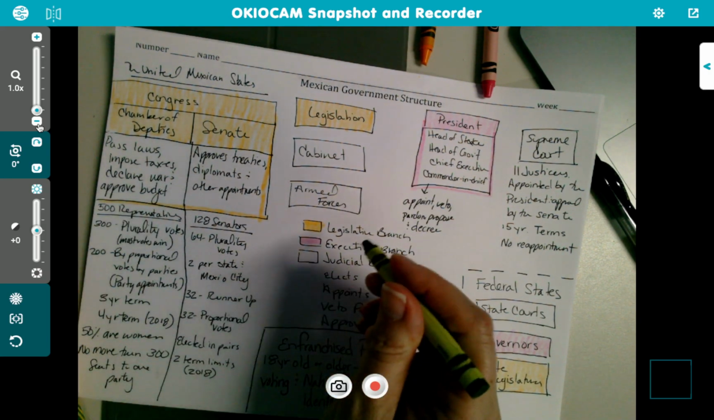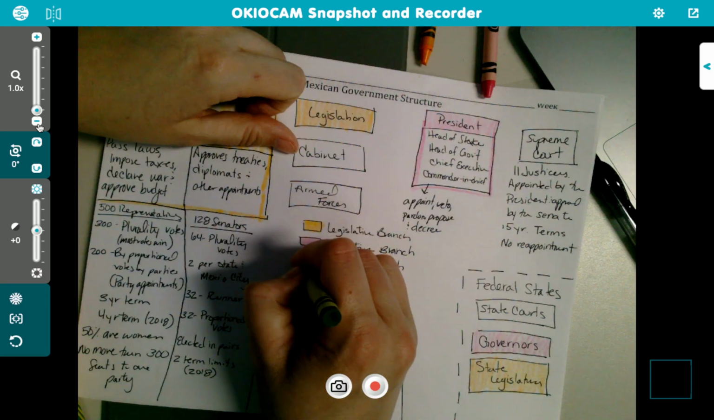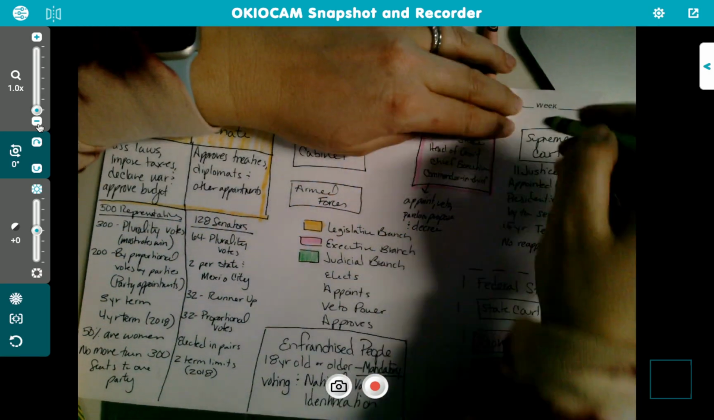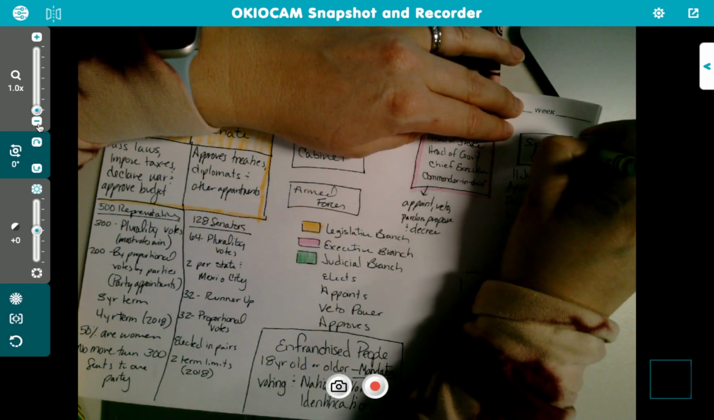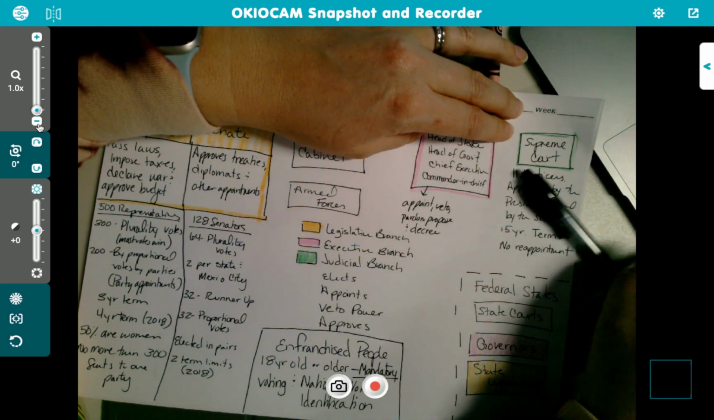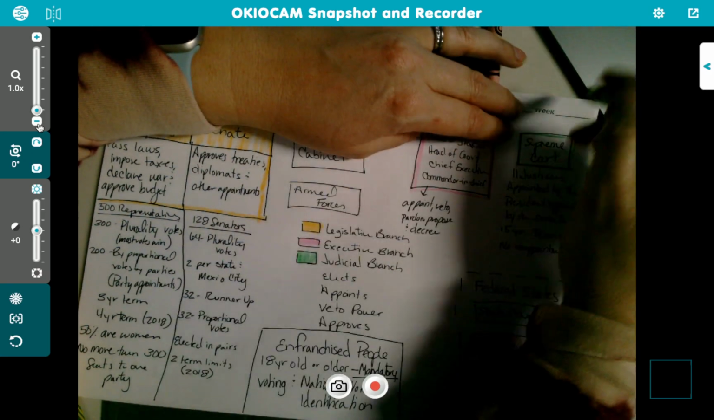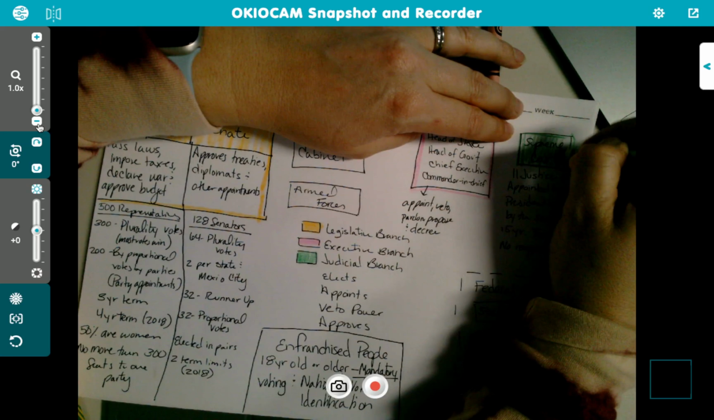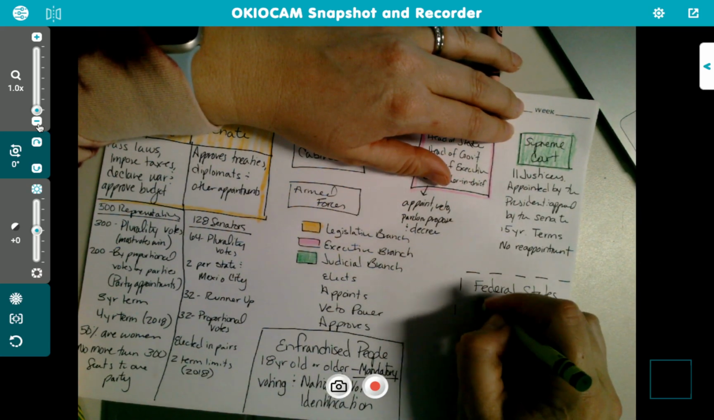Okay, judicial branch. For me, it is going to be green. The judicial branch is, of course, the Supreme Court and your state courts.